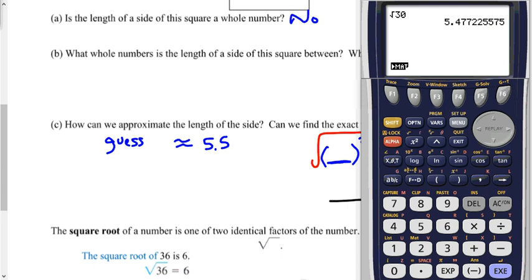Now, maybe your calculator doesn't quite look like this. If you don't have a graphing calculator, and you have a smaller calculator, there's a good chance you actually have to put 30 first and then hit the square root button. Okay? If you just try hitting the square root button, it might just give you 0, or it might say error. So you hit 30 first and then you hit the square root button. Okay?